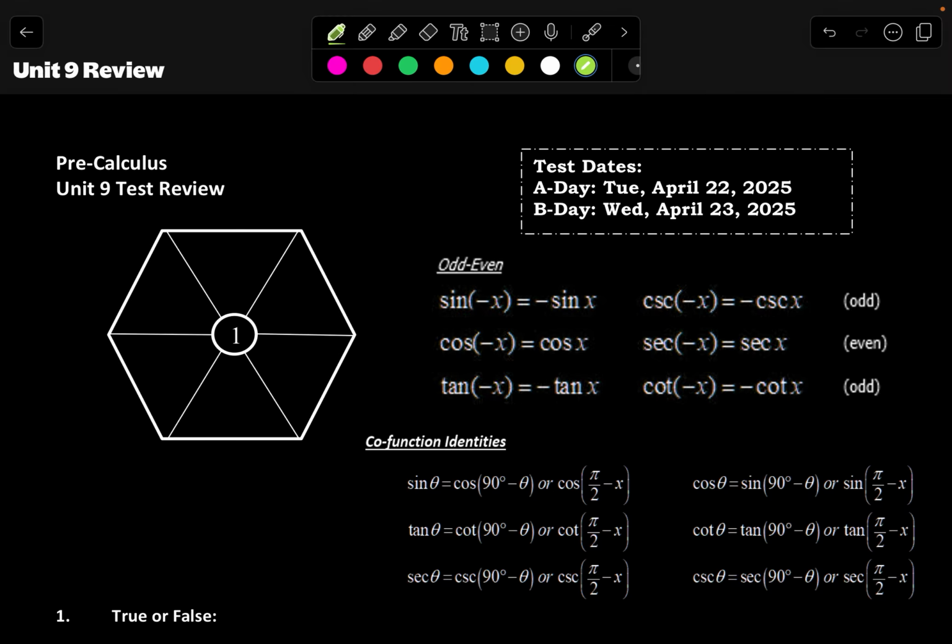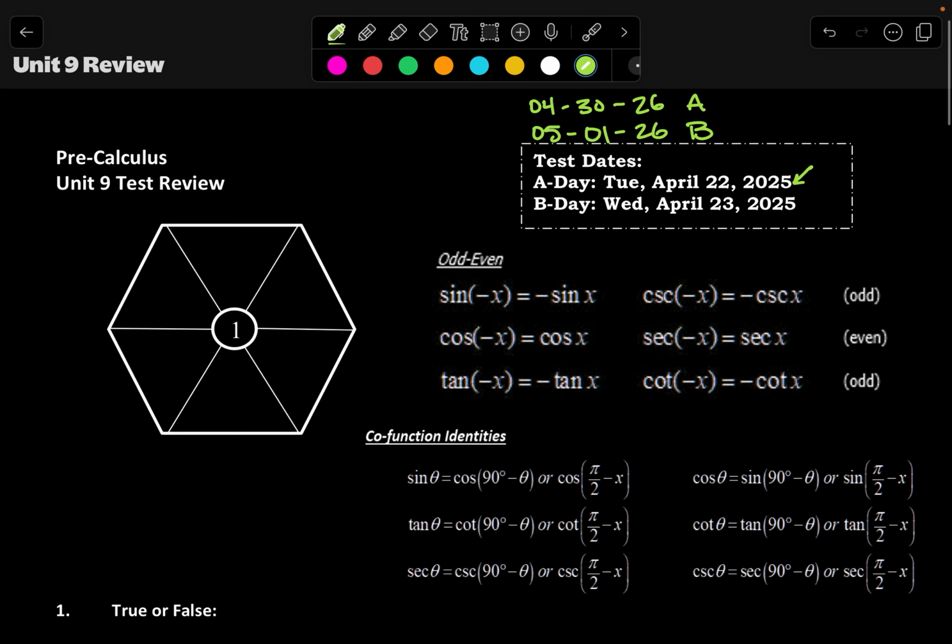I just want to begin by saying that these dates you can see are from last year. This test for A days will be on the 30th, and for B days will be on the 1st.